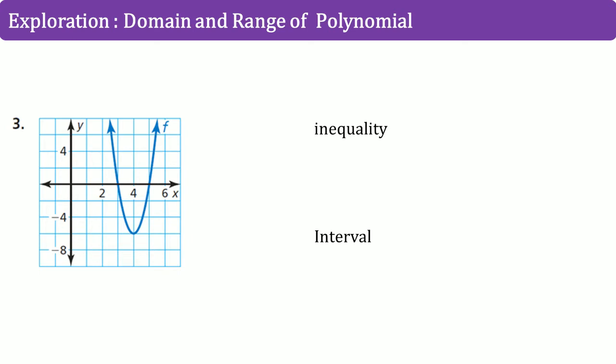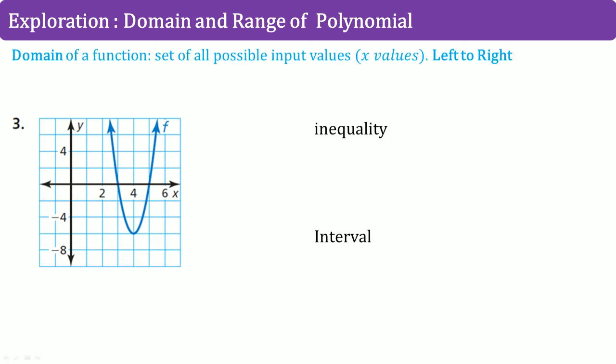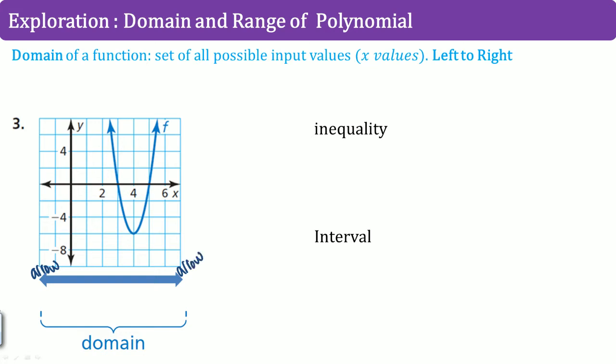Here we will see that the domain of a function is the set of all possible input values. So that is when you look left to right. If you look here, this is the domain. You're looking from left to right. You are going to see that from left to right, it's an arrow symbol. And the reason why it's an arrow symbol is because in the image, it's an arrow. So arrow and arrow. That means it goes on forever.